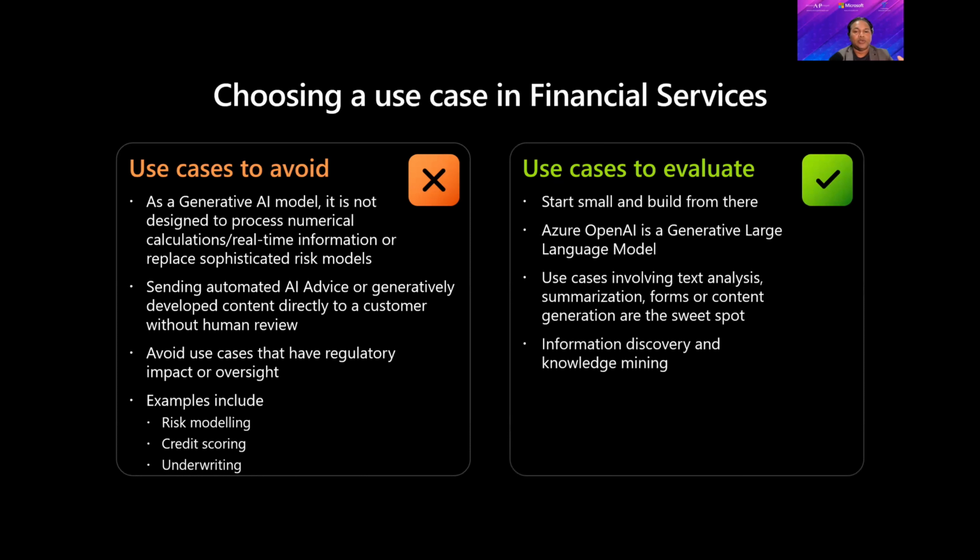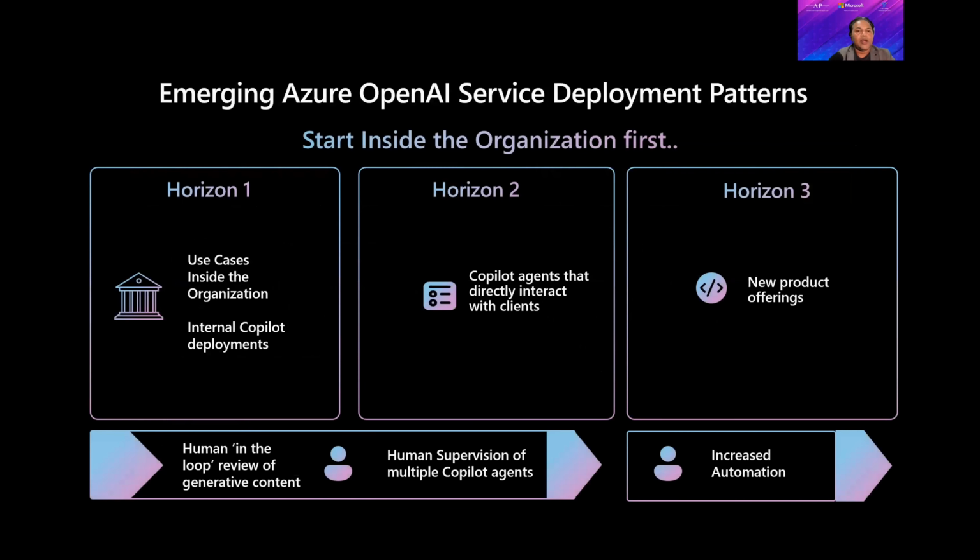So the way to use it is for text analysis and summarization, with human intervention to automate parts of the task, but still have human oversight before you finalize something like a risk modeling or credit scoring, which can have real life consequences, right?